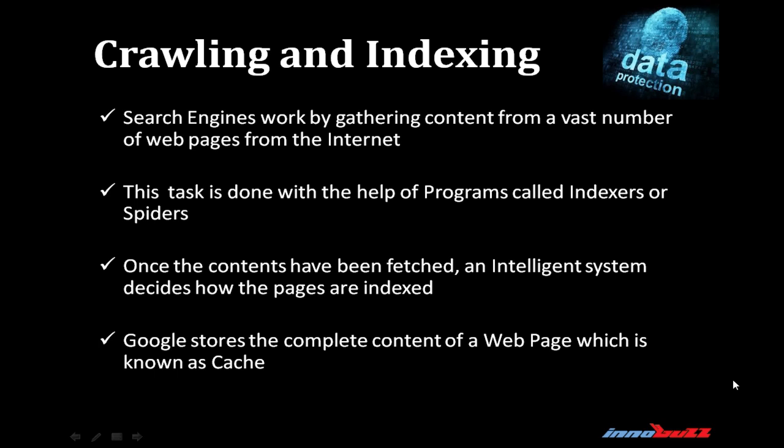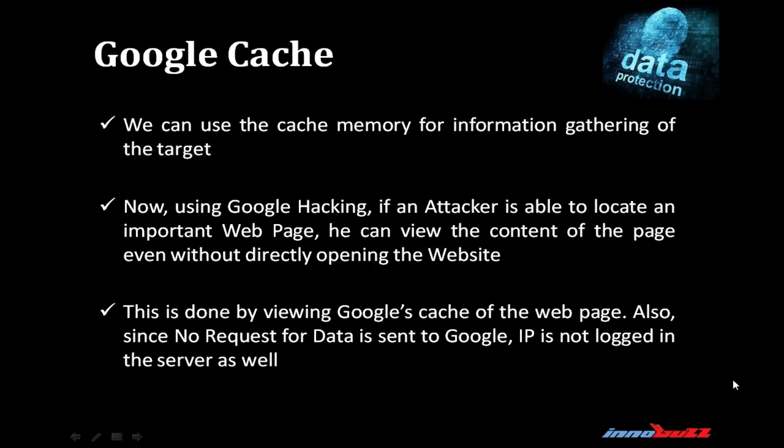Search engines work by gathering content from a vast number of web pages on the internet. This task is done with the help of programs called indexers or spiders. Once the content has been fetched, an intelligent system decides how the pages are indexed. Google also stores the complete content of a web page, known as the cache. We can use the cache for information gathering on the target.